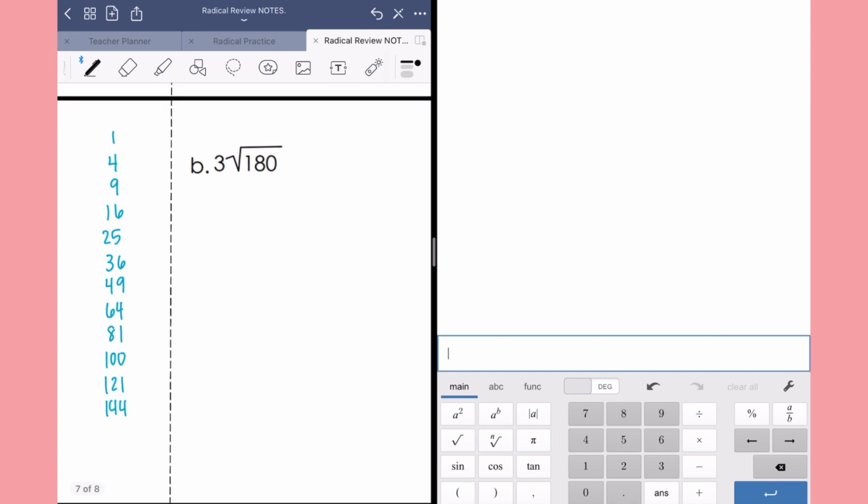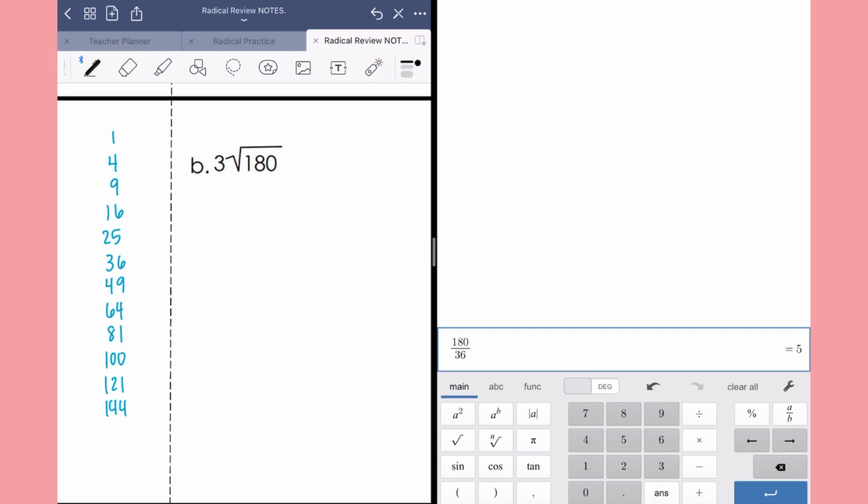3 times the square root of 180. Okay, 180 is a big number. So we can start with any of them actually. Let's start with 144. So 180 divided by 144, does it work? No. And this is just a guess and check process, okay? 121 doesn't work. 100 obviously will not work. 81, nope. 64, that didn't work. 49, no. 36, yes, 36 times 5.